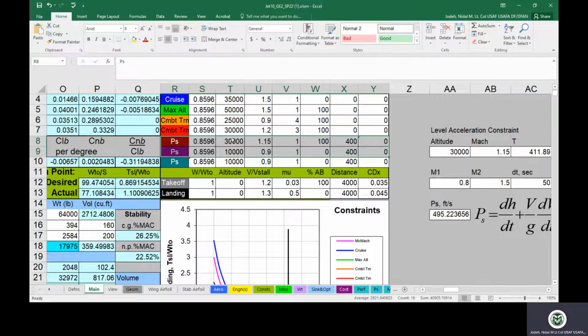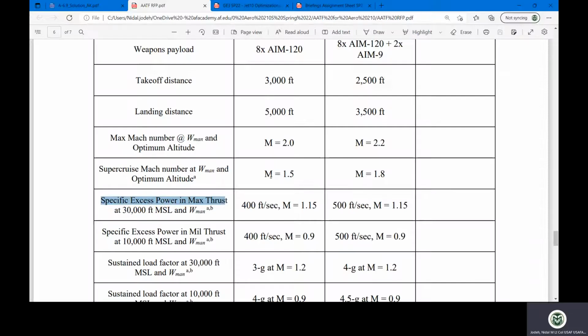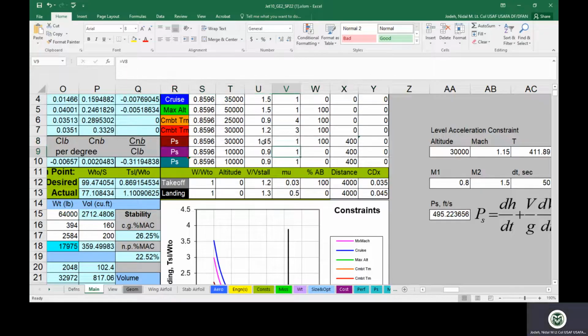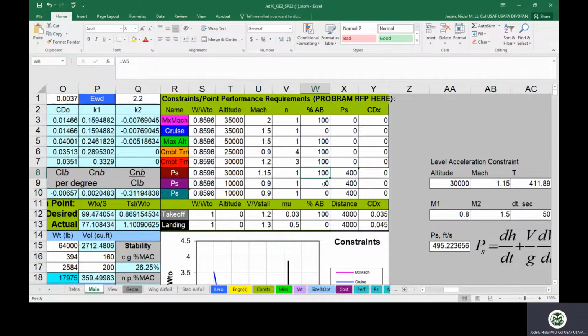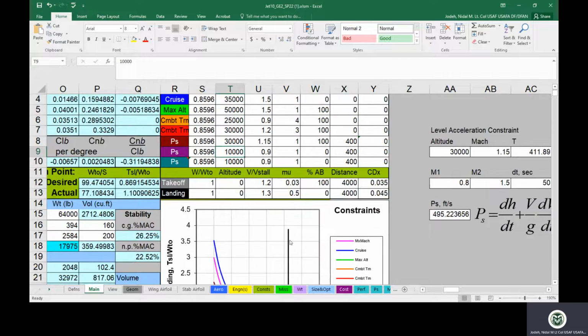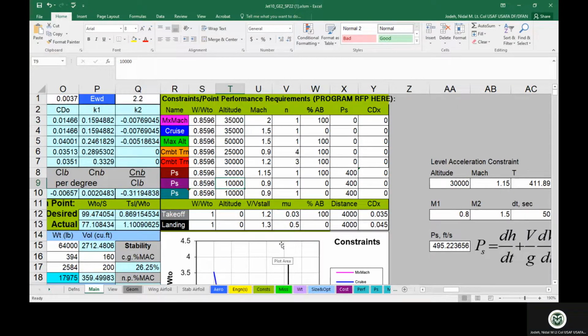So you need to verify that we're at 30,000 feet and 10,000 feet per the RFP. So 30,000 feet, 10,000 feet, 400 feet per second, 1.15 Mach, 400 feet per second, and 0.9 Mach. And yea, verily, we are there. And afterburner, 100% or 0%, 400 feet per second, and those are correct there. That means the right lines are being published.